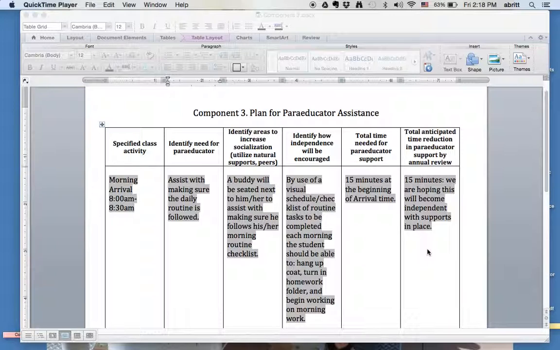Column 6 is where you start thinking about the amount of time that is needed in each class activity and thinking about the anticipated time reduction in the paraeducator support by the next annual review. Will that amount of time continue to look the same, or might we be able to begin fading the paraeducator support? Example, in the morning arrival time by the next annual review, we are hoping this student will become independent with visual supports in place. So we are planning for a 15-minute reduction time in paraeducator support.